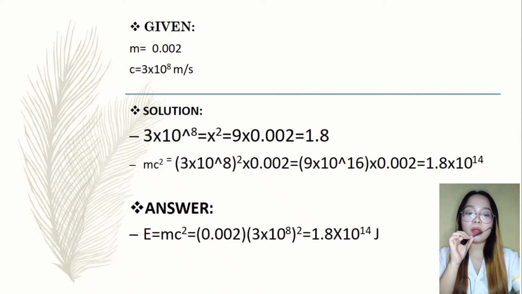And then solve the 10 to the power of 14. So the solution is mc squared equals (3 times 10 to the power of 8) squared times 0.002 equals 9 times 10 to the power of 16 times 0.002 equals 1.8 times 10 to the power of 14. So the answer is E equals mc squared equals 0.002 times (3 times 10 to the power of 8) squared equals 1.8 times 10 to the power of 14 joules.